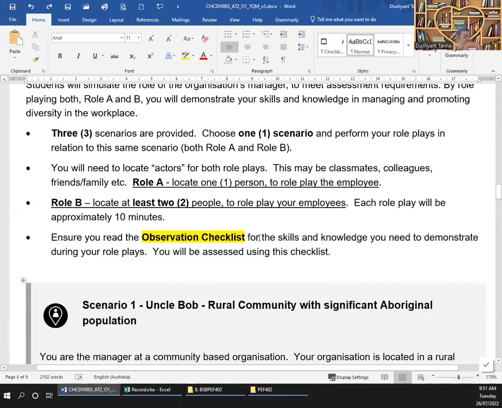Read the observation checklist, very important. Okay, for the skills and knowledge you need to demonstrate during the role play, you'll be assessed using this checklist. That's my job. Yeah.